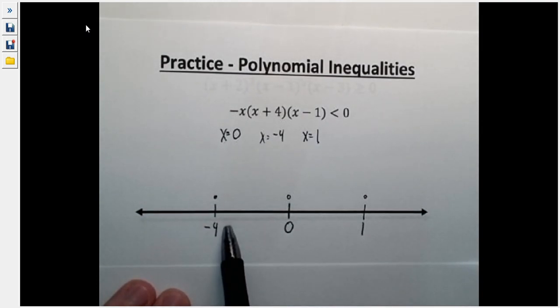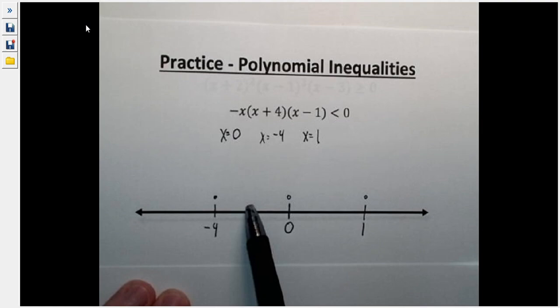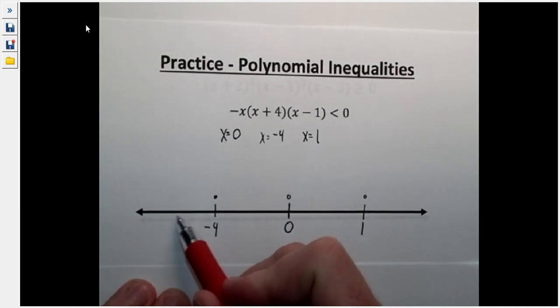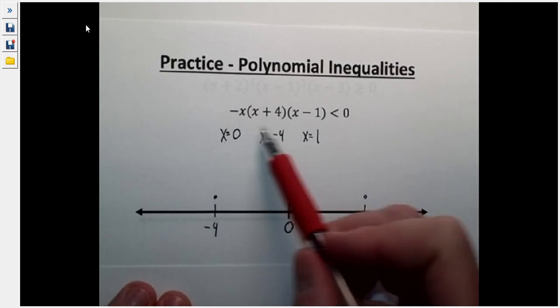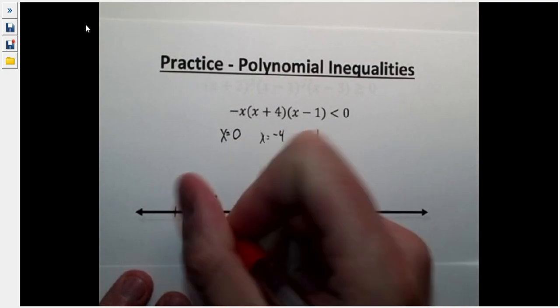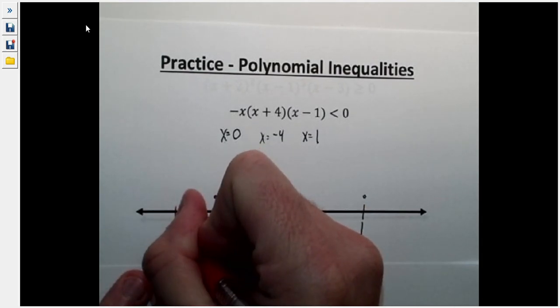Now, in between these numbers and on the outside, those numbers are either going to be greater than 0 or less than 0. In other words, positive or negative. So what we're going to do is test numbers in these areas and see if those numbers come out positive or negative based on my polynomial here. You can pick any number you want less than -4. I'm going to pick -5.